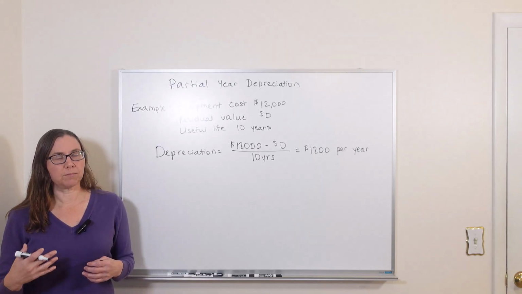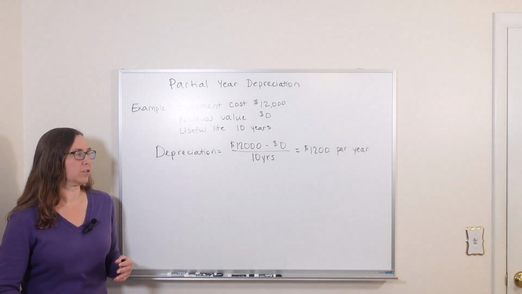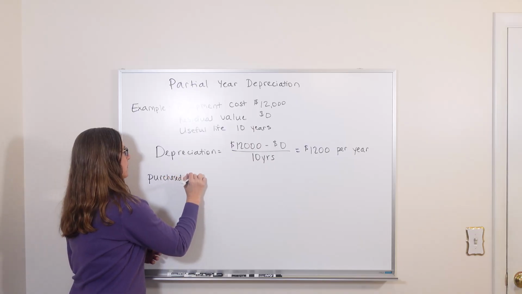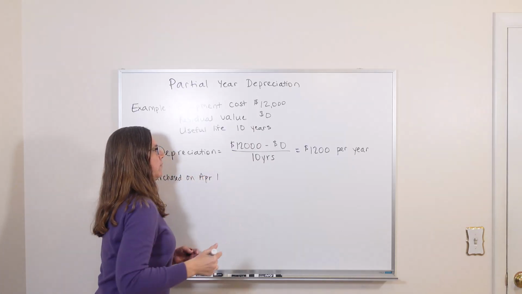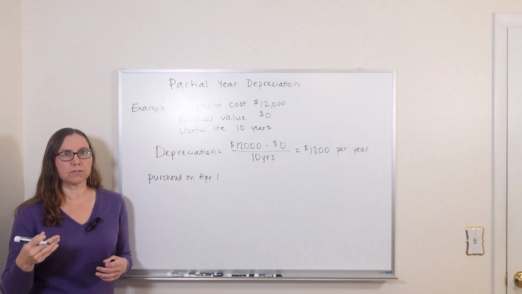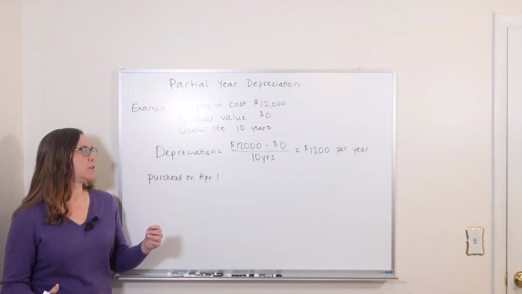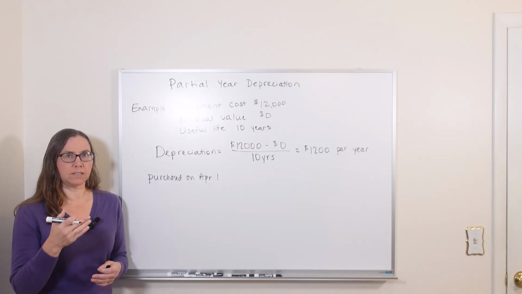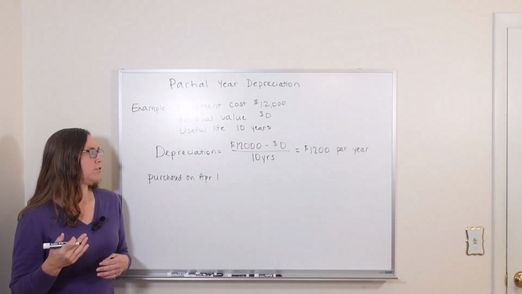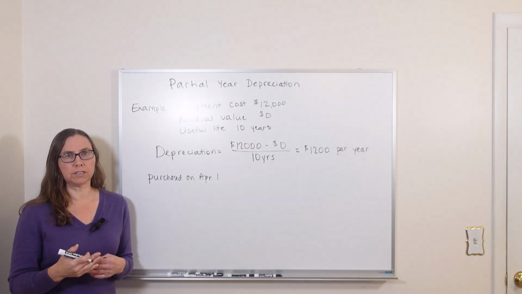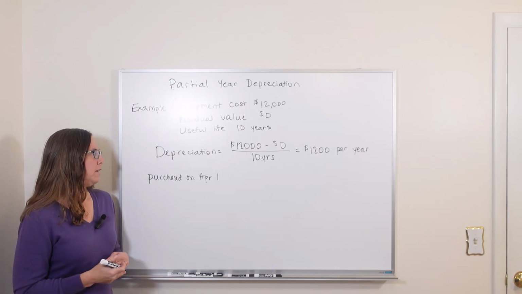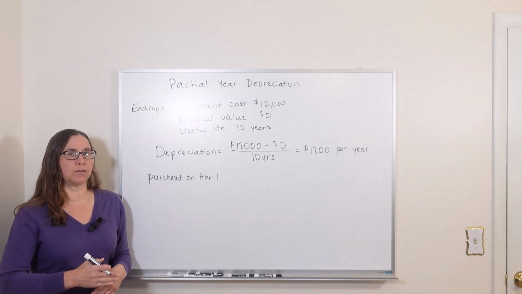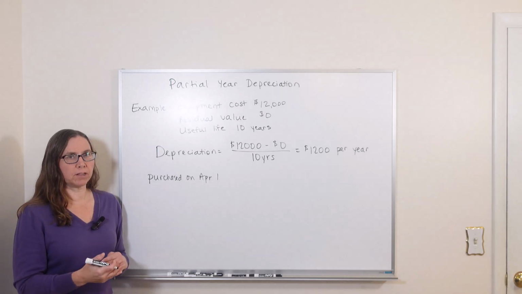Well, let's say, for example, they purchased this asset on April 1st. They wouldn't want to depreciate for the full $1,200 in that first year because they didn't own the asset for the full year. They didn't own the asset in January, February, or March. So in this case, they would depreciate for a partial year. And what you would do is count April because it was at the beginning of April. So you do want to count that full month of April.